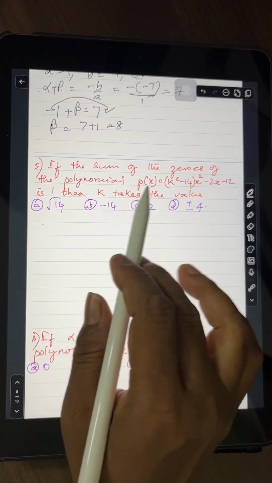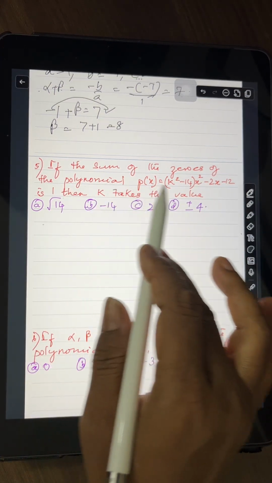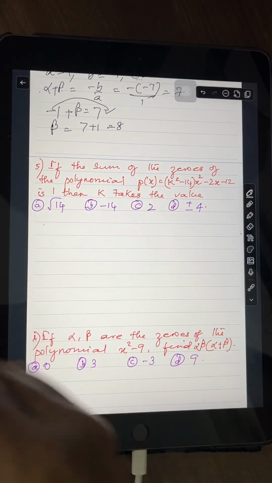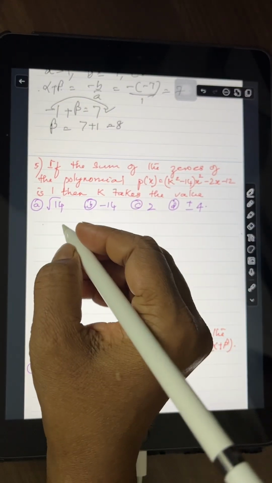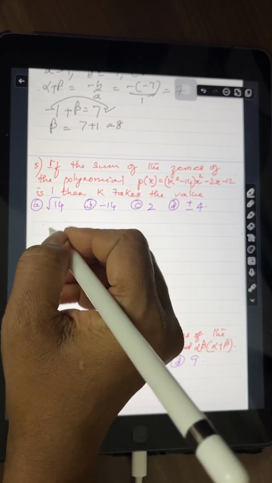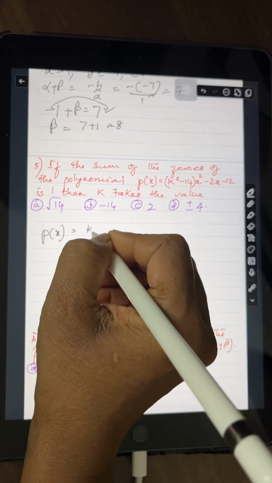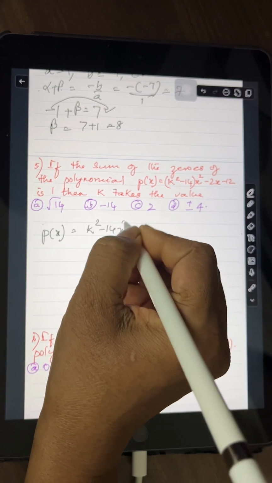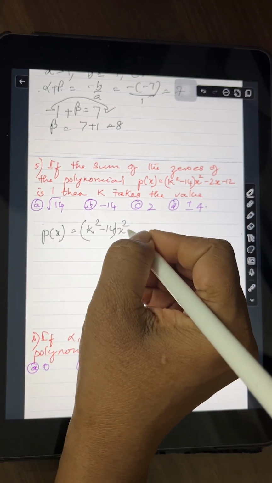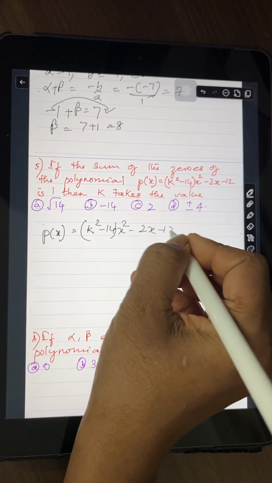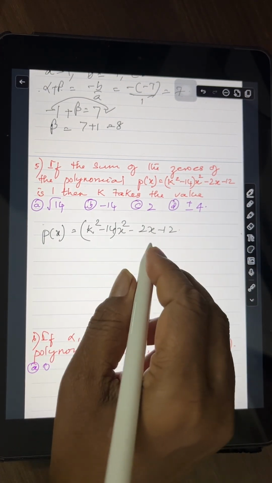Now, if the sum of the zeros of the polynomial is 1, he's saying. So let us take p(x) equal to k square minus 14x square minus 2x minus 12. This is your equation.